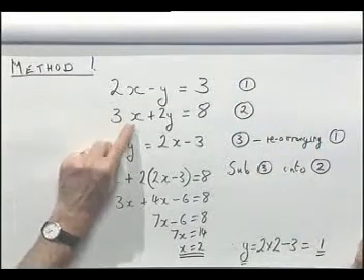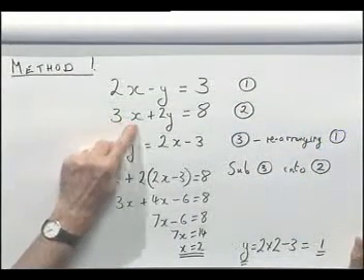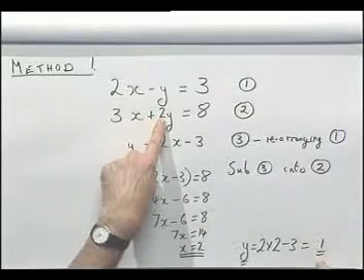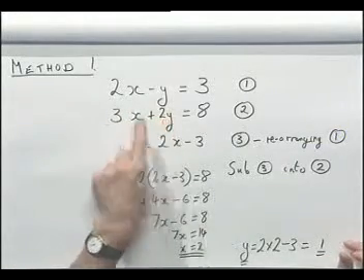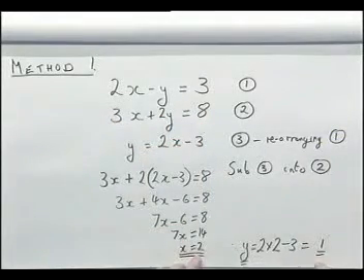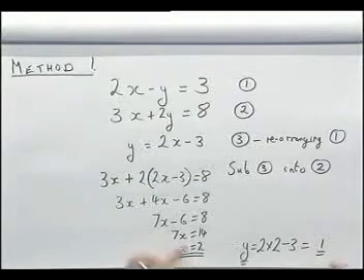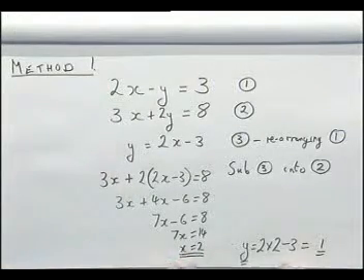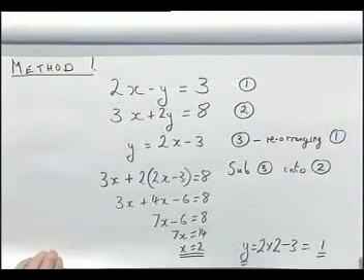So let's try that. x is 2. 3 times 2 is 6. Plus y is 1. 2 times 1 is 2. 6 and 2 gives us 8. Yes, this works. This is a solution of that equation and of that one. So this is our answer to the pair of simultaneous equations.